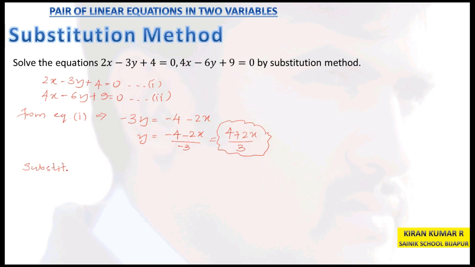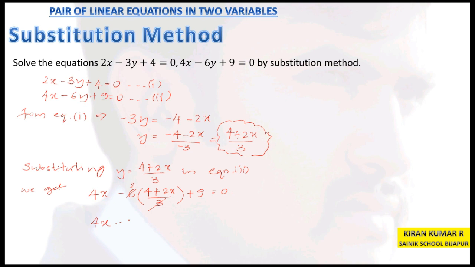Substituting y equal to 4 plus 2x upon 3 in equation 2, we get 4x minus 6 times 4 plus 2x upon 3 plus 9 equal to 0. Now we need to simplify this equation. 4x minus, this 3 times 2 will be 6. So we can simplify and write this as minus 8 minus 4x plus 9 equal to 0.